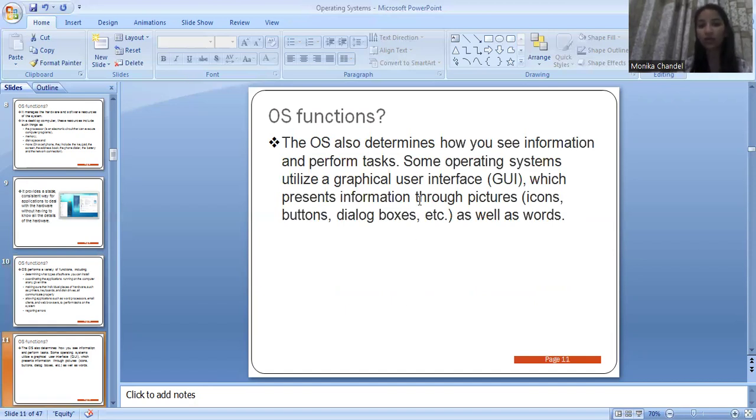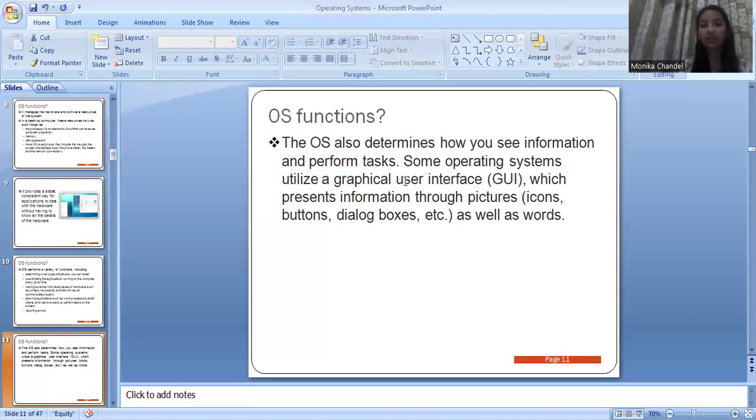The OS also determines how you see information and perform tasks. We give so many tasks to the computer, or we can say programs, or instructions, to the computer. So it is the responsibility of the OS to perform them in a very correct way and on time, and they can be saved in our memory, whether it is RAM or ROM. So all these processes are done by the operating system.